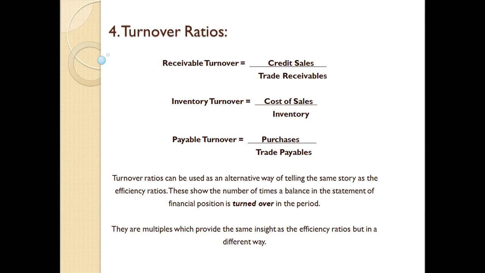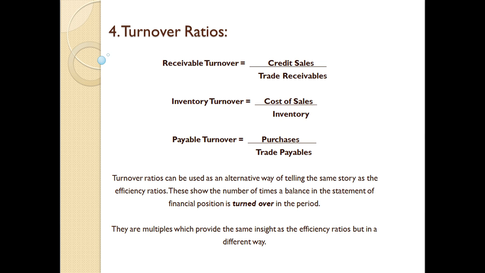The turnover ratios, also known as multiples. Turnover ratios can be used as an alternative way of telling the same story as the efficiency ratios. These show the number of times a balance in the statement of financial position is turned over in the period. They are multiples which provide the same insight as the efficiency ratios but in a different way. Now let's just see formulas to further understand it.